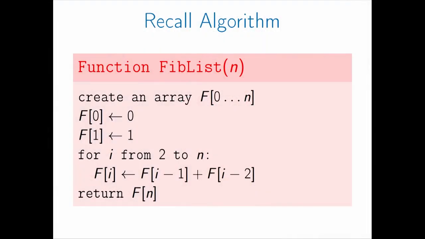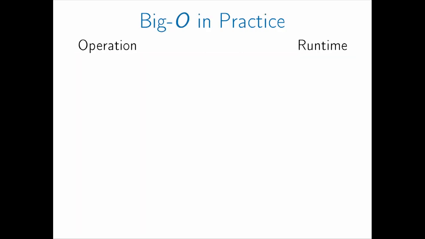Okay, so let's see how this works in practice if we actually want to compute runtimes using big O notation. Let's look at this one algorithm again. We created an array, we set the 0th element to 0 and the first element to 1. We then went through this loop where we set each element to the sum of the previous two, and then returned the last element of the array. Let's try computing this runtime in terms of big O notation.